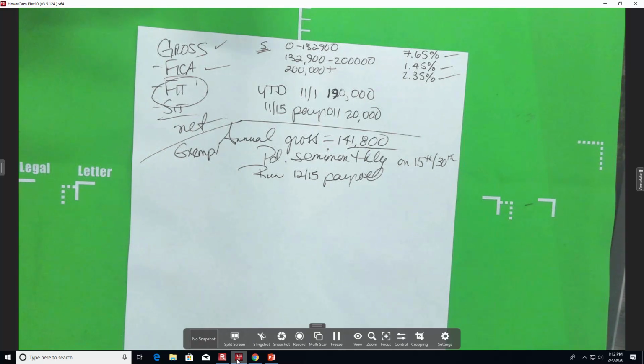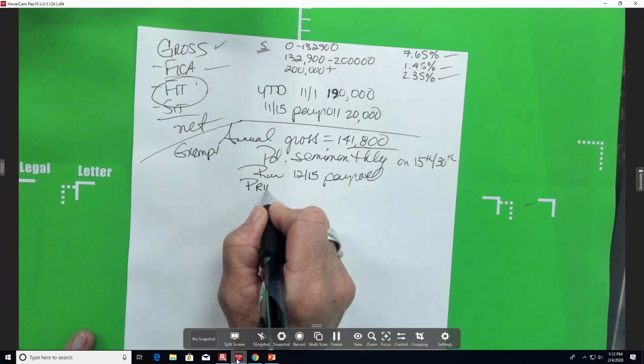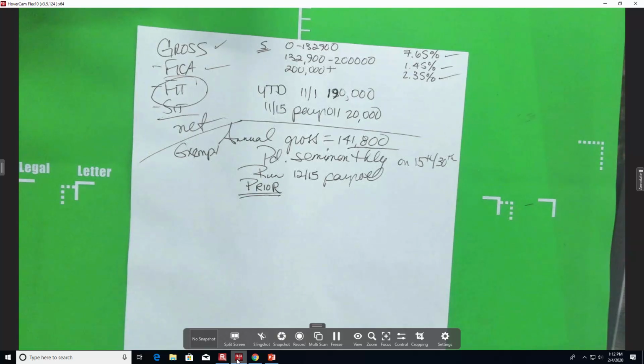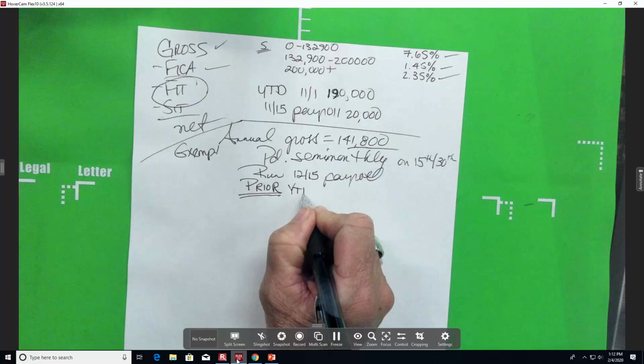So the first thing you have to do is figure out and make sure, I don't know how you convince yourself that it's not today, you've got to get the prior year-to-date cumulative total. In other words, what did she make all year before today's payroll? That's YTD, year-to-date.